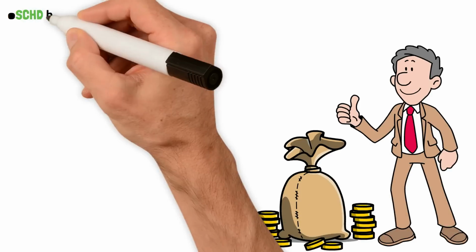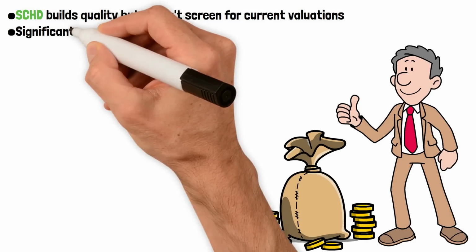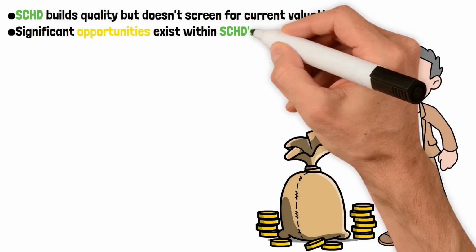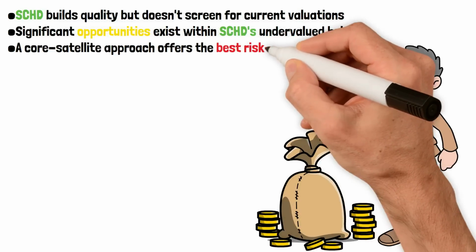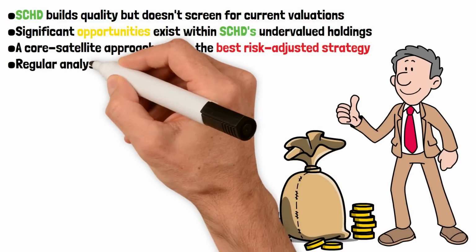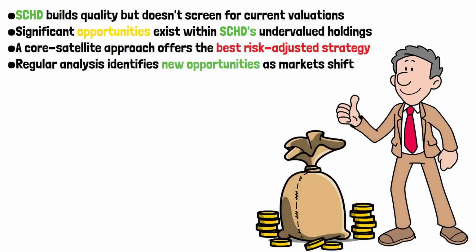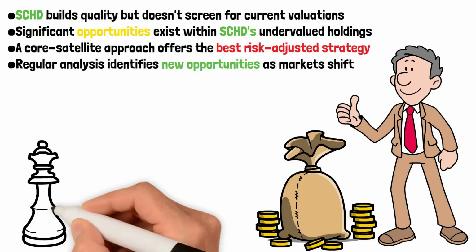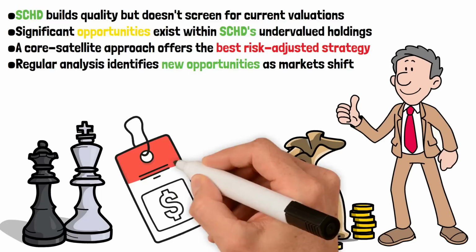Remember these key points. SCHD builds quality but doesn't screen for current valuations. Significant opportunities exist within SCHD's undervalued holdings. A Core-Satellite approach offers the best risk-adjusted strategy. Regular analysis identifies new opportunities as markets shift. The best dividend strategy requires understanding what you own and recognizing value when it appears.